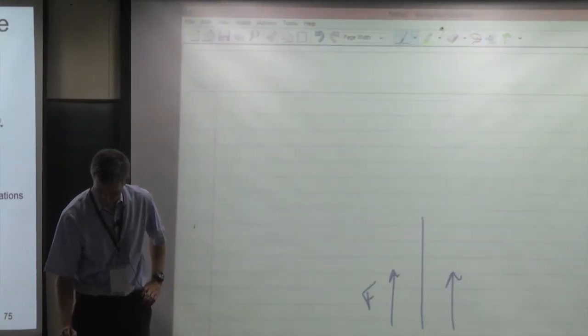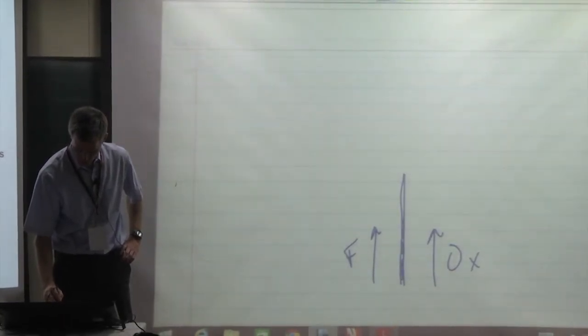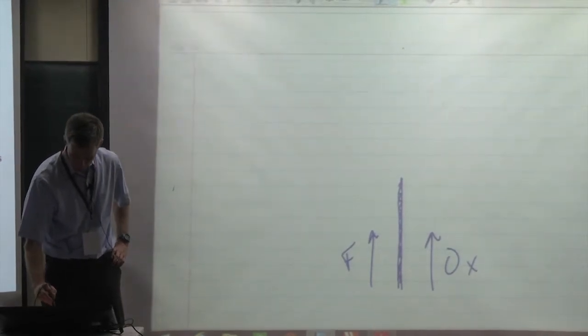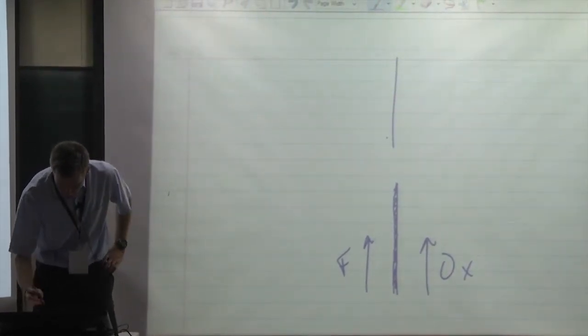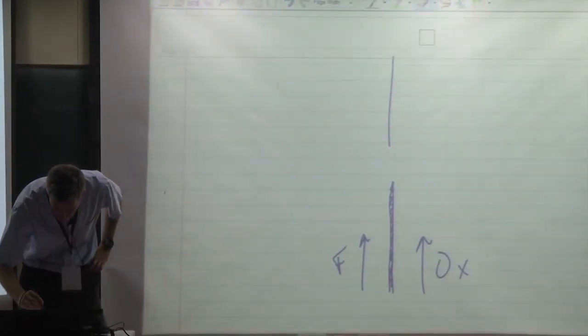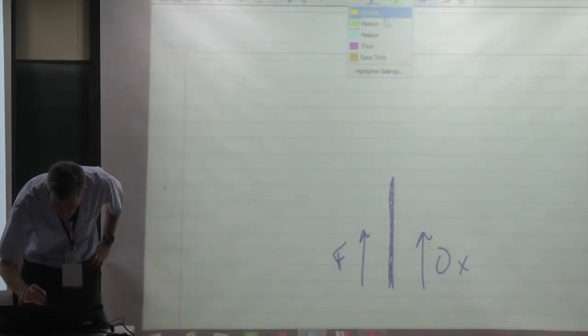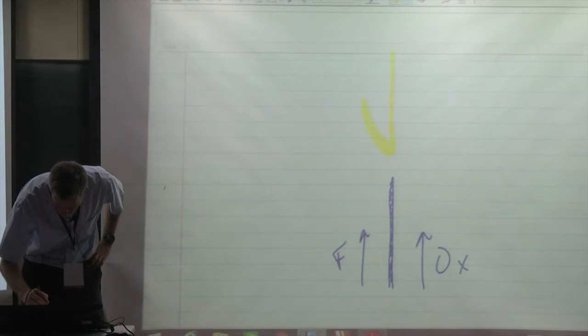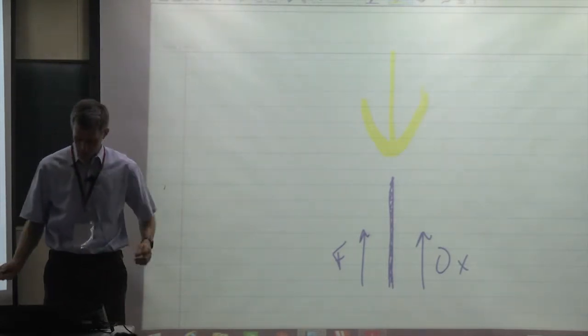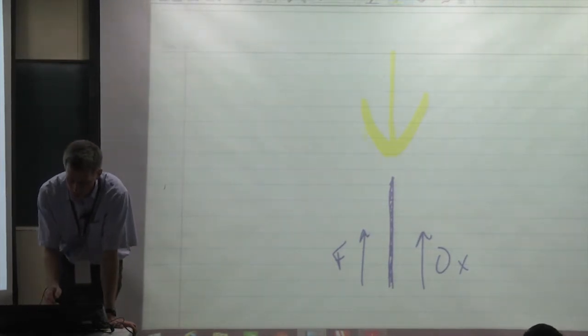So, fuel, oxidizer. This is a splitter plate. So, how many of you have seen this problem? Can I switch colors? Cool. Eraser. Okay. Anyway, how many of you have seen this problem where you have a triple flame, where you have the non-premixed flame and then you have the fuel-rich premixed branch and the fuel-lean premixed branch?